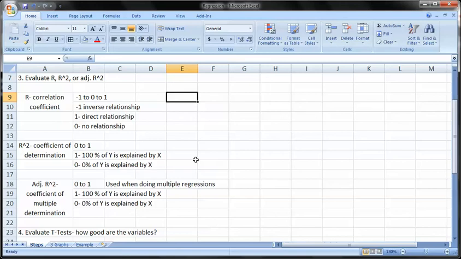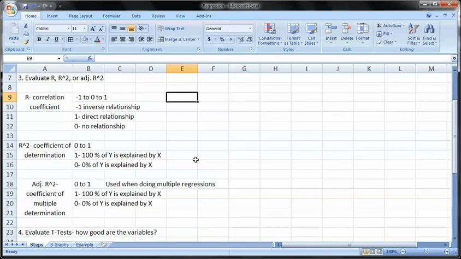The r squared, or coefficient of determination, ranges between 0 and 1. Where we get that information from is you take your correlation coefficient, or your r value, and then square it. So even if it's negative, by squaring it, it becomes positive. This is going to explain the percentage of y as explained by x. So the closer to 1, 100% of y is explained by x. Closer to 0, 0 is explained by x, and everything in between.